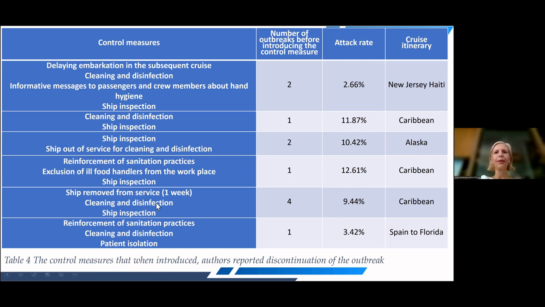then the outbreak stopped. Other measures were delaying embarkation in the subsequent cruise in order to implement measures, cleaning and disinfection, informative messages to passengers and crew members about hygiene, and ship inspection. This was implemented in 2 outbreaks, and indeed the outbreak stopped. Ship inspection and out of service for cleaning and disinfection, but here they do not define for how long, in 2 outbreaks. So we can see what the authors report as the most effective control measures in stopping the infection chain.